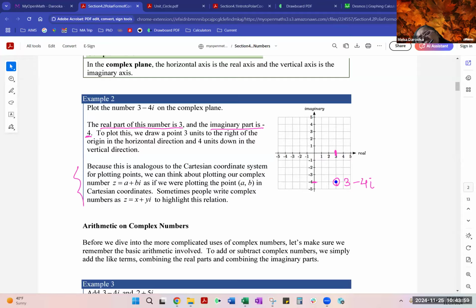I guess I should ask, is there anybody who has never worked with complex numbers or imaginary numbers? Anyone who's never seen those before?